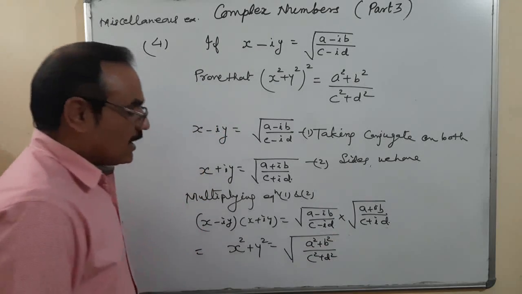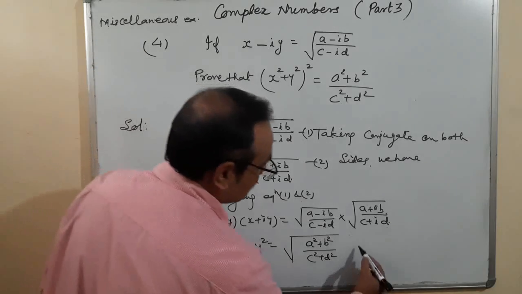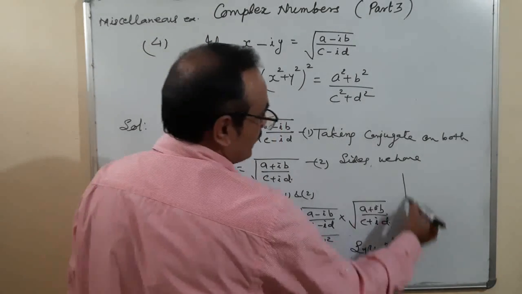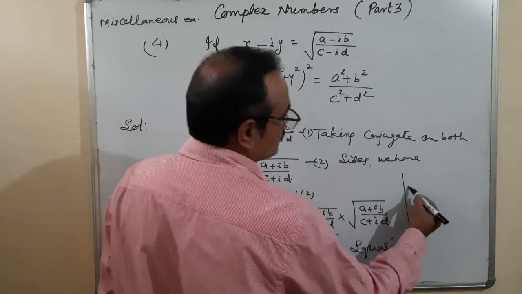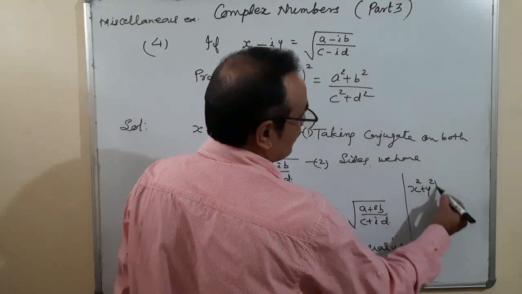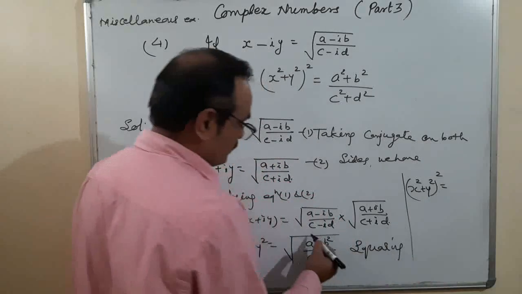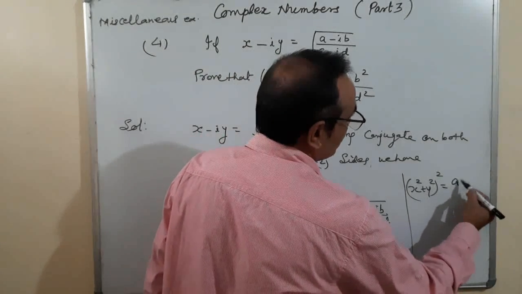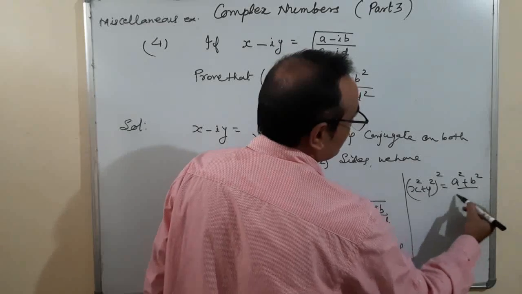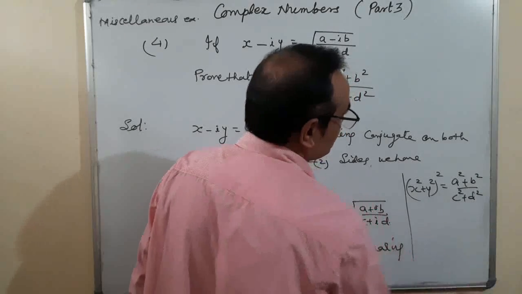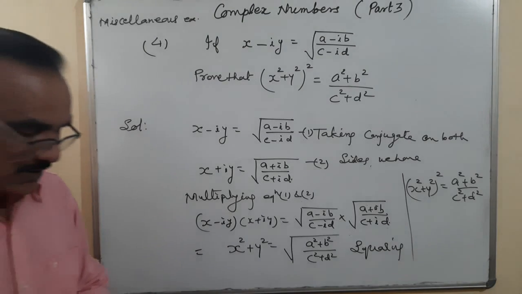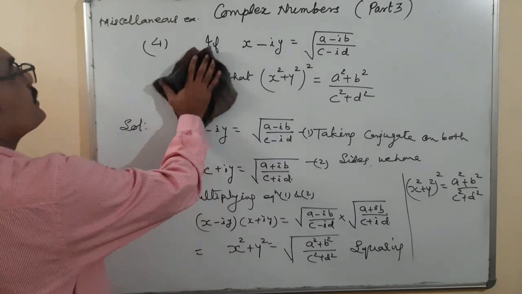Okay. And after that, what should be done? Squaring. After squaring, (x square plus y square) whole square is equal to, when you are squaring both sides, this root will be removed, a square plus b square upon c square plus d square. So that is question number 4.